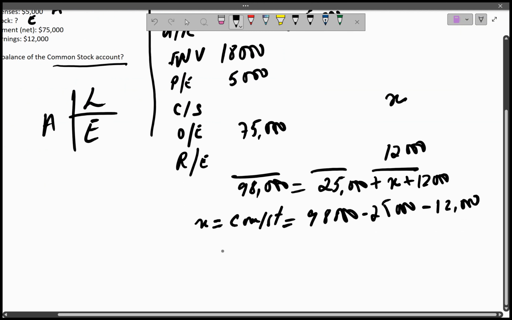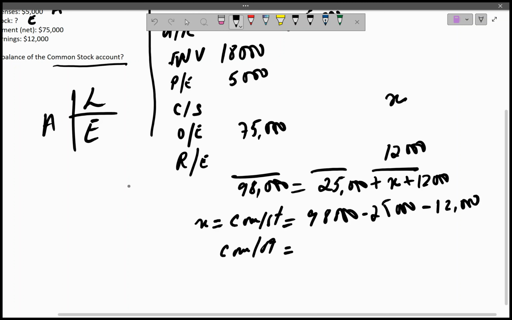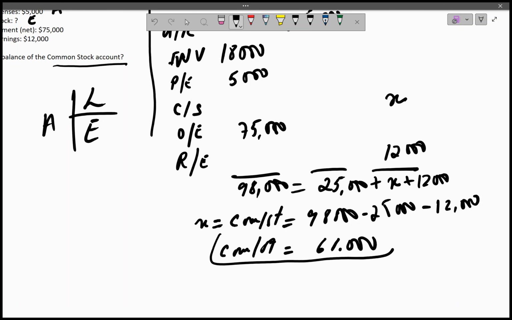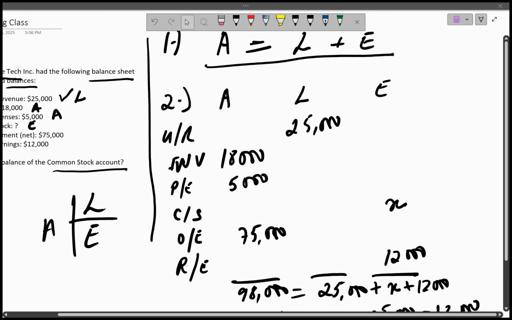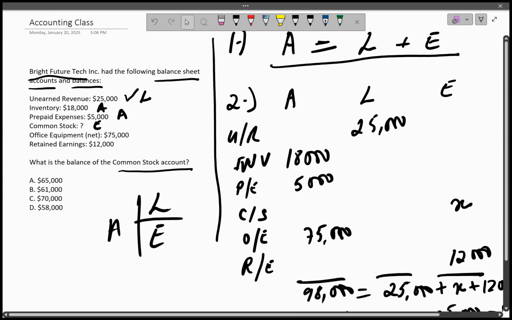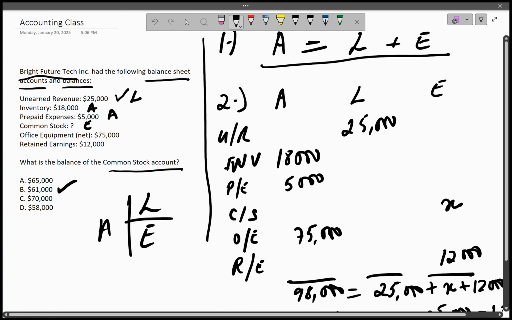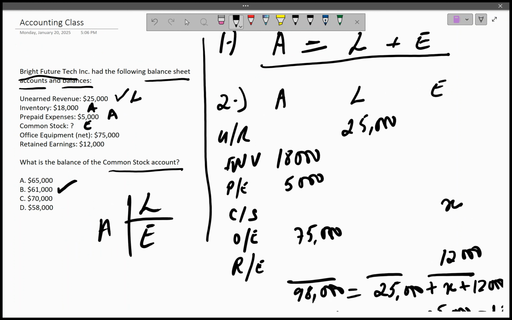And the common stock equals 61,000. This is the value of the common stock account. Okay, it's a fairly simple problem. However, if you're not able to classify those accounts, you will not be able to find the solution. So this is what I had today.